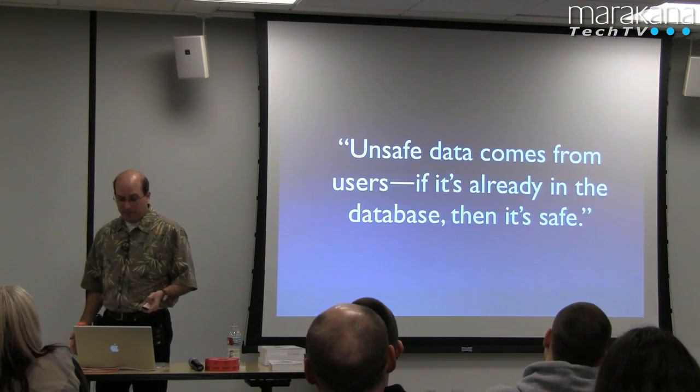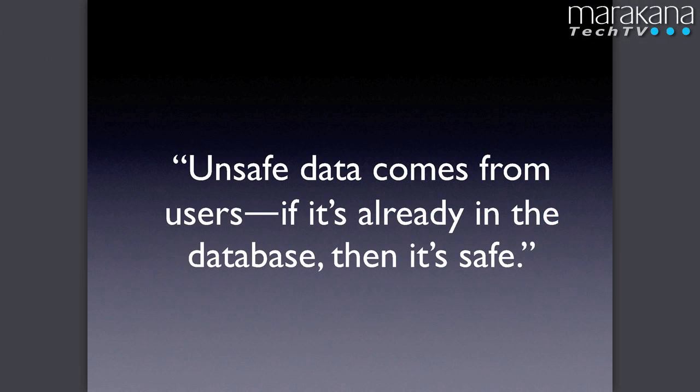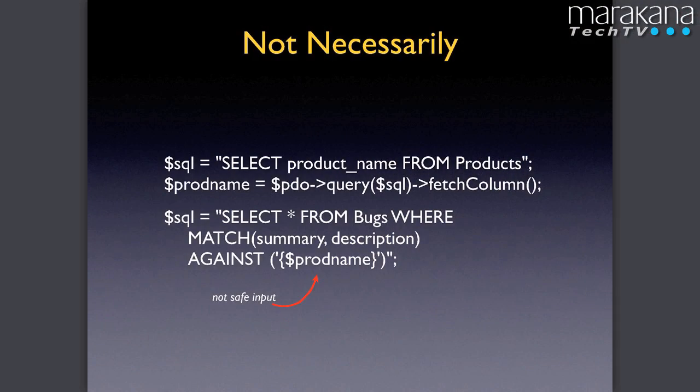All right, next up, something I hear: well, unsafe data comes from users. If I've already taken care to make sure something gets inserted into my database safely, then it must be safe for subsequent use in an SQL statement. For example, if I'm doing a full text search looking for mentions of a given product in my bug database, I might fetch that product name in one query and then interpolate it into a subsequent query to match it. But what if the name of the product itself contains a quote or other special characters? You could run into an SQL injection problem inadvertently here, or deliberately.